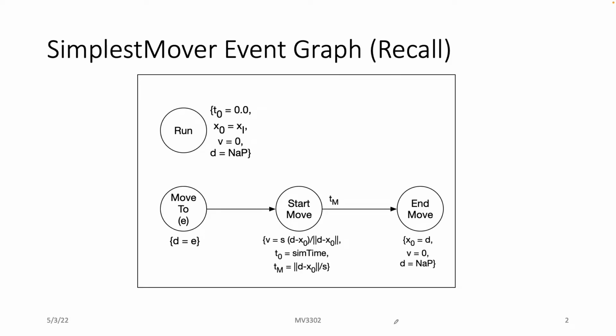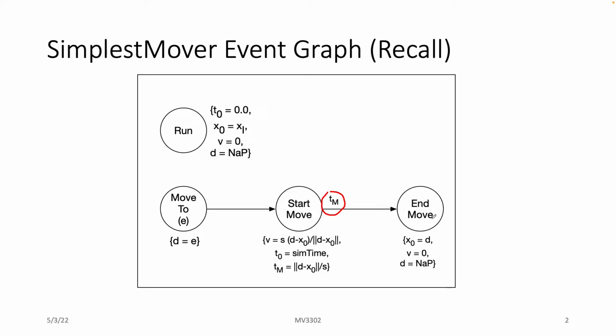So here's the event graph that we came up with. The idea is that the main two events are that we start our move, and then, knowing how long it's going to take us to reach our destination, we can schedule an end move event, which is going to be when the entity arrives at its destination.